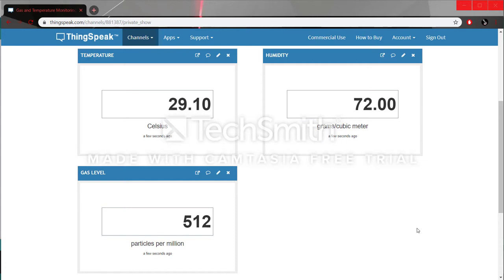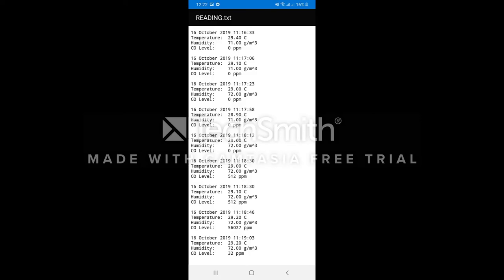As you can see, the data that was recorded in the SD card module can also be seen on the database. The delay can be fixed by using another type of sensor, especially on monitoring the carbon monoxide level of the air. Here are the sample outputs recorded inside the SD card.